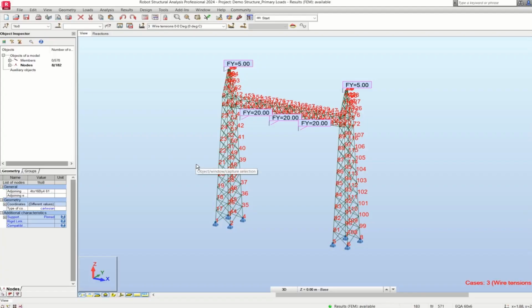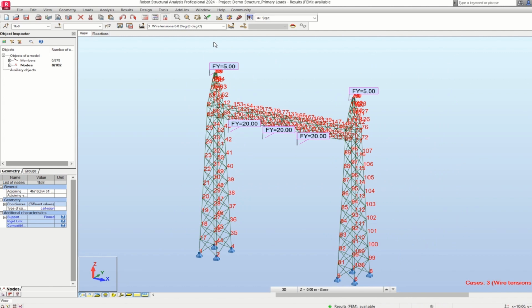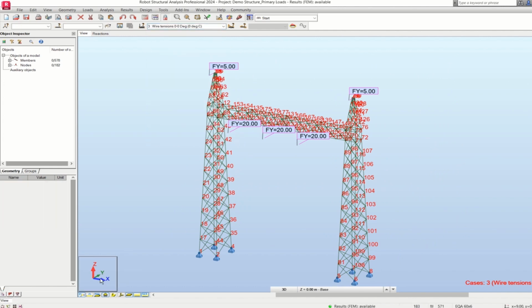On the screen you can see the Robot Structural Analysis which we had calculated during the structure design. From here we need to take the reactions. As you see here, the wire tensions are parallel to the y-axis. As per our foundation calculation we had considered x as parallel to the conductor span. So that y force which we extracted from the reaction should be in the x direction. That we will see later.